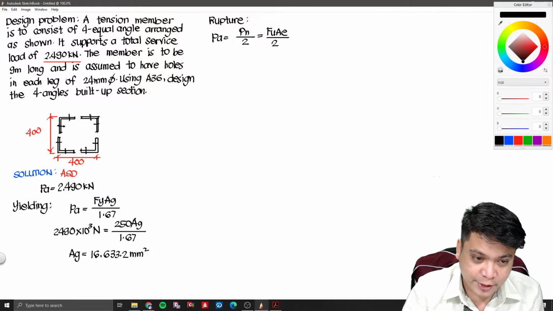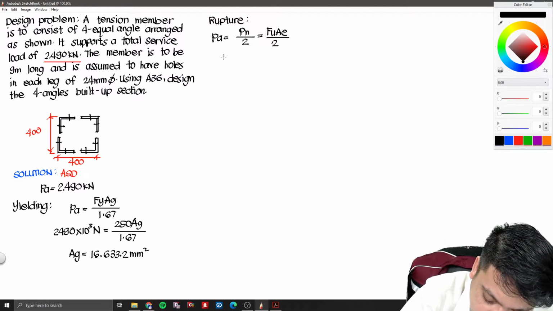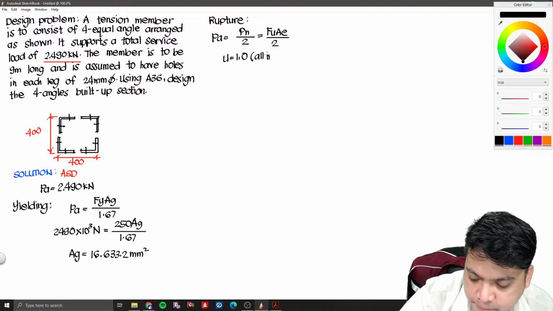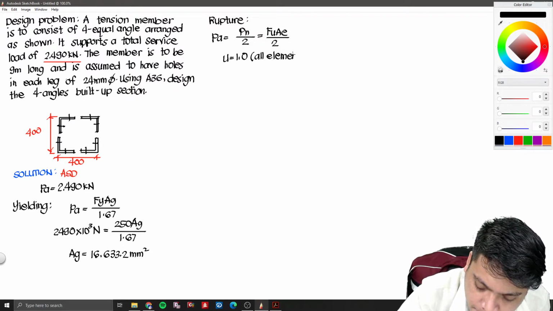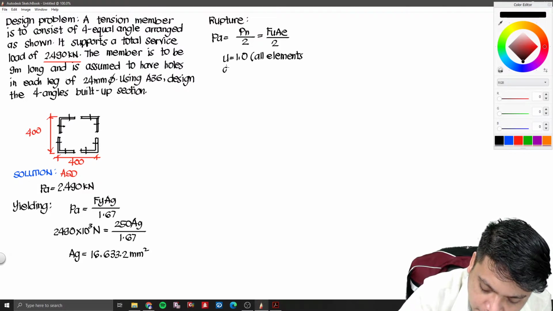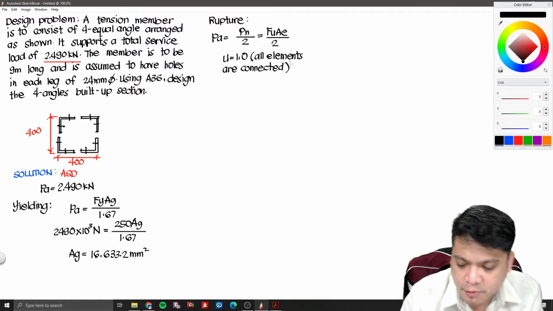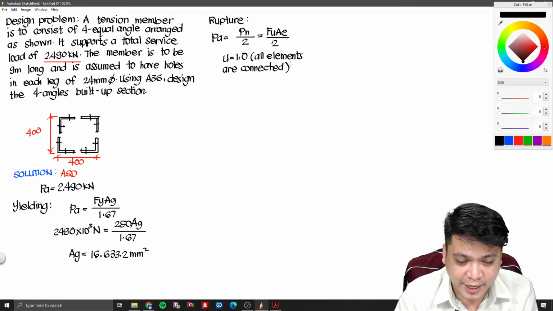So, all the members mo is connected by a bolts or connection. Therefore, yung U na gagamitin natin would become equal to 1.0. Okay? All elements are connected. Okay, so since all elements are connected, and then we will be having U is equals to 1.0. Okay, so ngayon yung AN na lang.